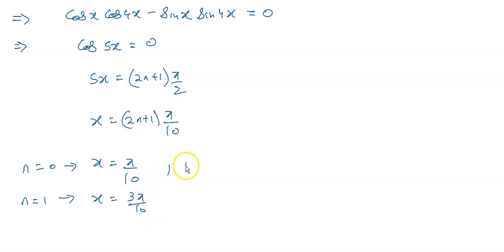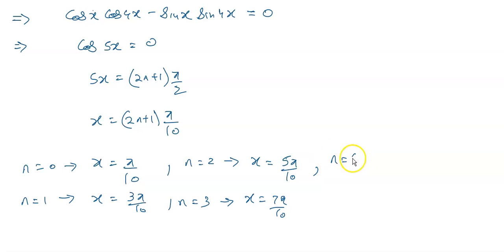Then corresponding to n equal to 2, I would get x equal to 5 pi by 10, which is pi by 2. This is also between 0 to pi. Then corresponding to n equal to 3, 3 times 2 plus 1 is 7, so 7 pi by 10. Yes, this also lies in the range.